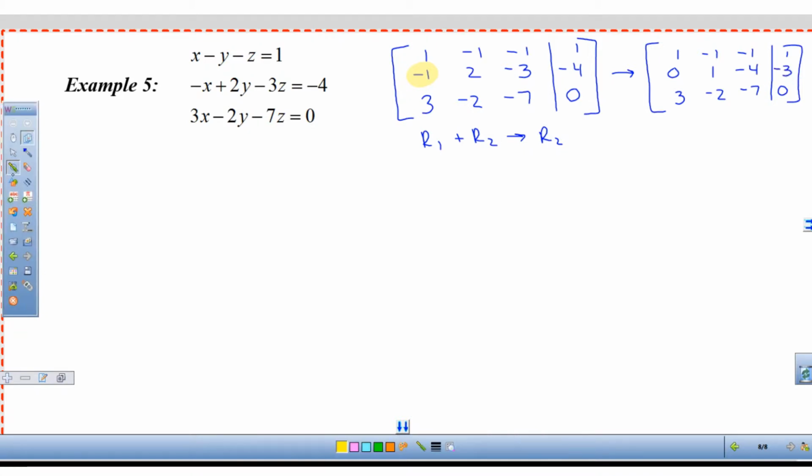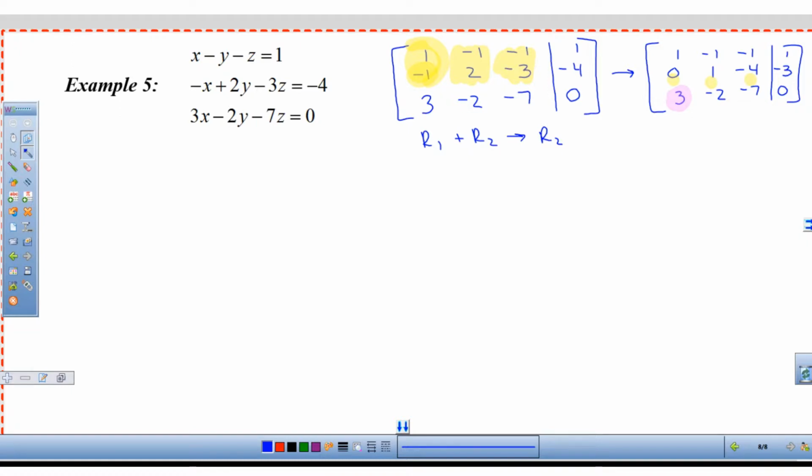Yes, honey? Will you just explain that? I don't get what you're doing. All I did is took my row 1 and added it. I added those together. So 1 minus 1, 0. Add those together, 1. Add those together, -4. You okay? So the next thing I need to be a 0 is right there.